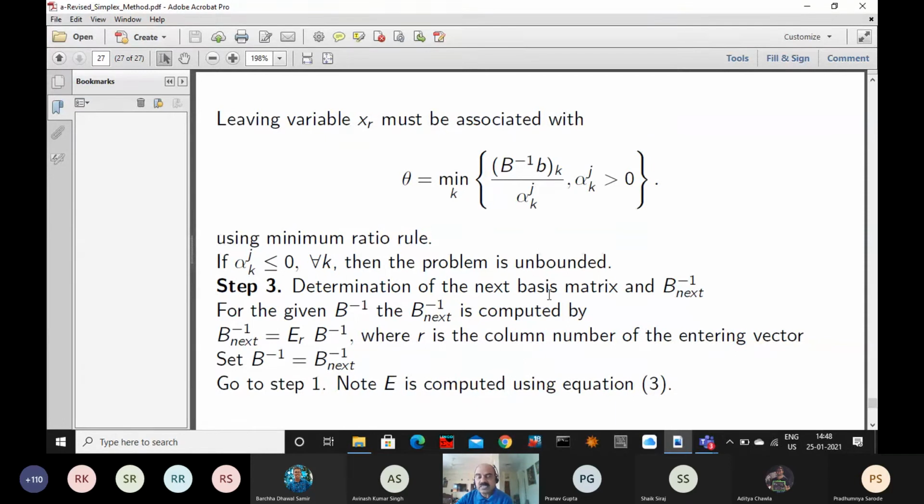Step 3: Determine the next basis. From the present basis, we find the next basis, and after computing it, we compute its inverse. For the given B inverse, compute B next inverse using this formula: B next inverse equal to ER into B inverse, where R is the column number of the entering variable. Set B inverse equal to B next inverse, go to step 1 and proceed. That's all. These are the steps.